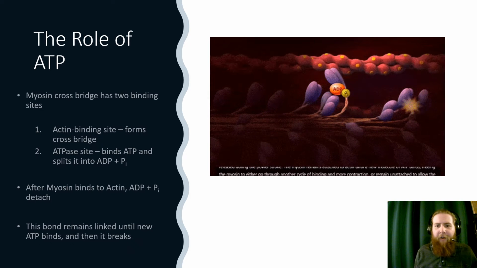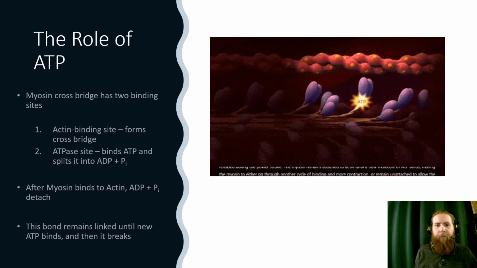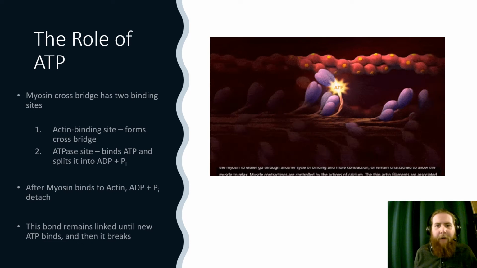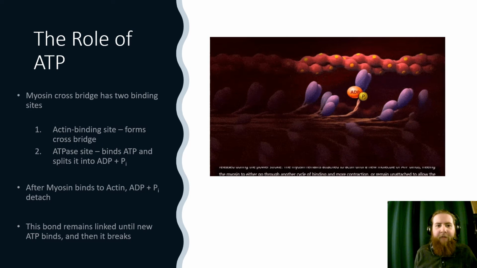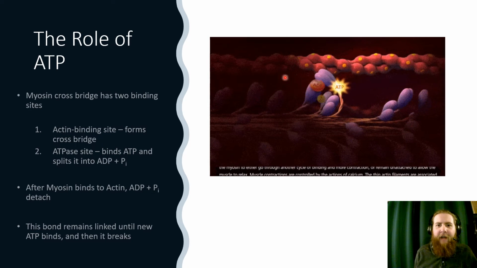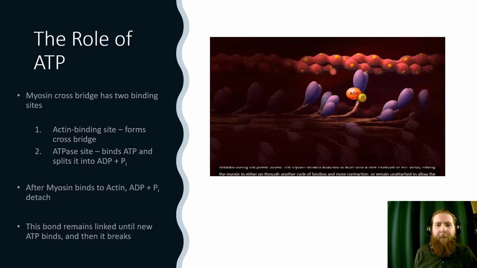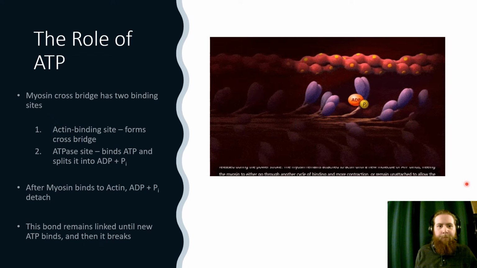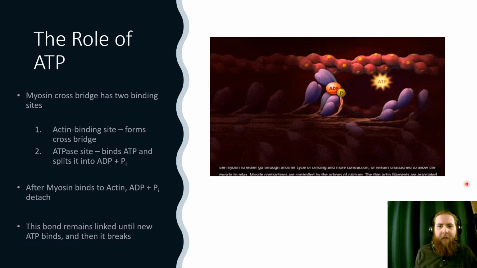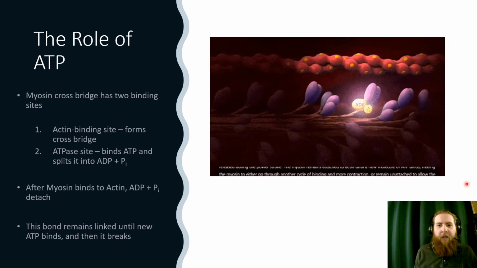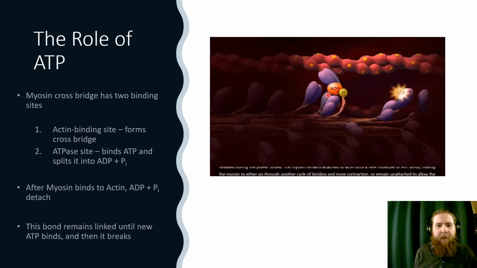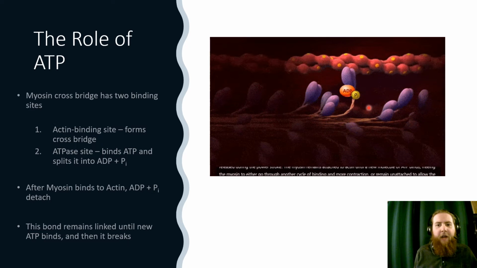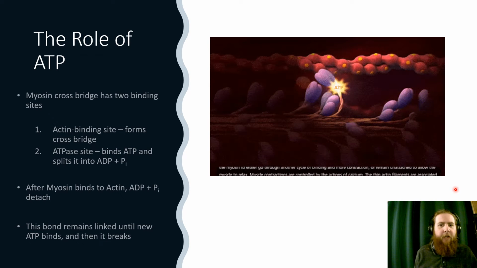Now, ATP also has a role in muscle contraction. The myosin cross bridges, these myosins have two active sites. The first is the actin binding site, and this is the one on the top that's going to bind to this actin molecule and create the cross bridge. And then we have the ATPase site. And this is where you can see this ATP molecule binding and getting split into ADP and an inorganic phosphate.